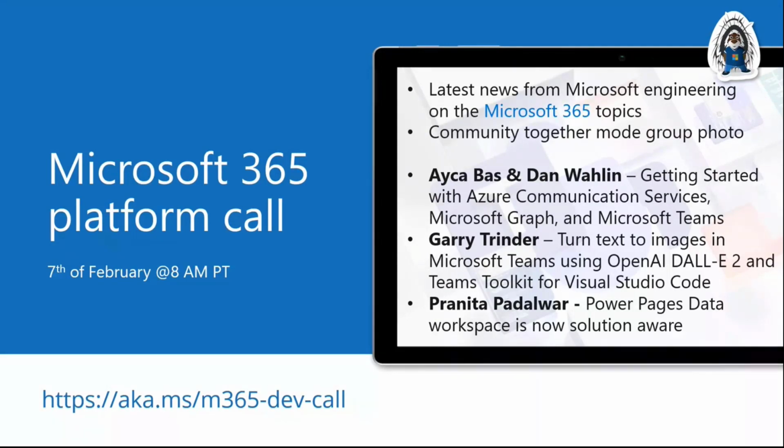Now, I mentioned that platform call next Tuesday, 7th of February. Take advantage of this. This is going to be an amazing action-packed call. Ike Bass and Dan Wallin are going to talk about getting started with Azure Communication Services, Microsoft Graph, and Microsoft Teams. So that's a hat trick of goodness there. Our favorite Gary Trender is going to talk about turning text into images in Microsoft Teams using OpenAI and Teams Toolkit for Visual Studio Code. And then Pranita is going to cover Power Pages Data Workspace is now solution aware. So we've got an action-packed call. You can get that invite from aka.ms/m365-dev-call. Don't miss those. Get them on your calendar for sure.